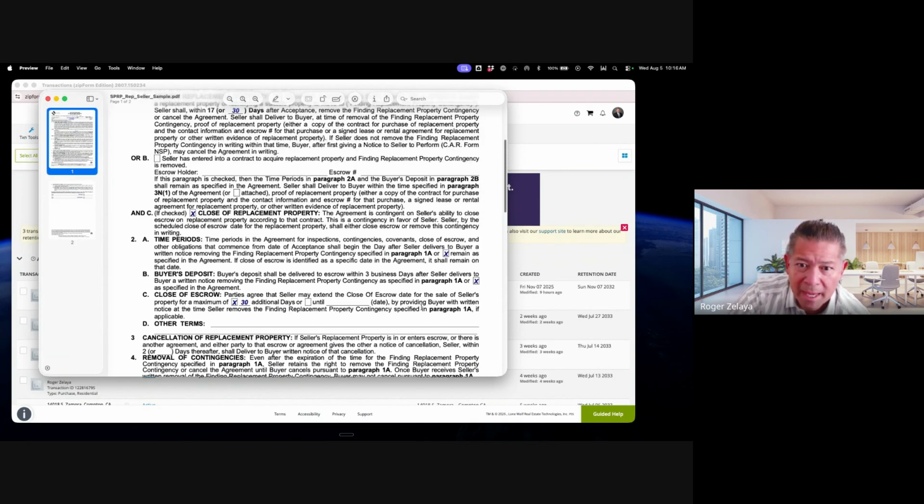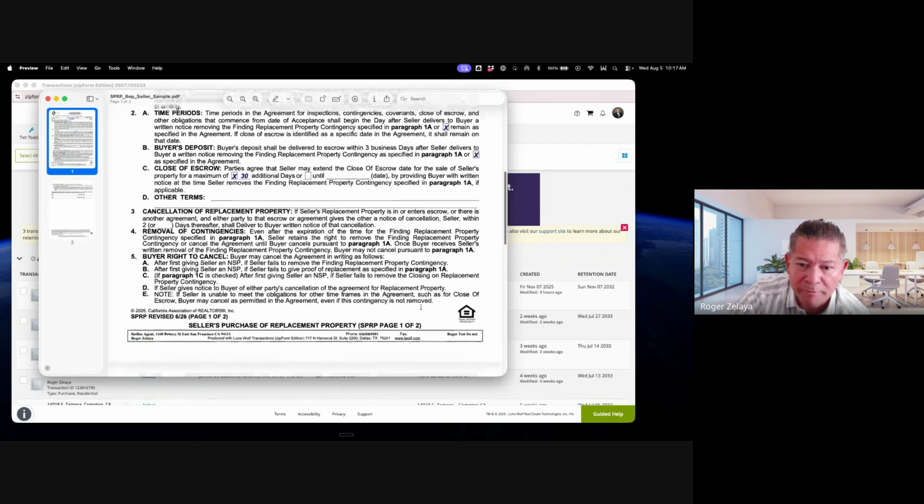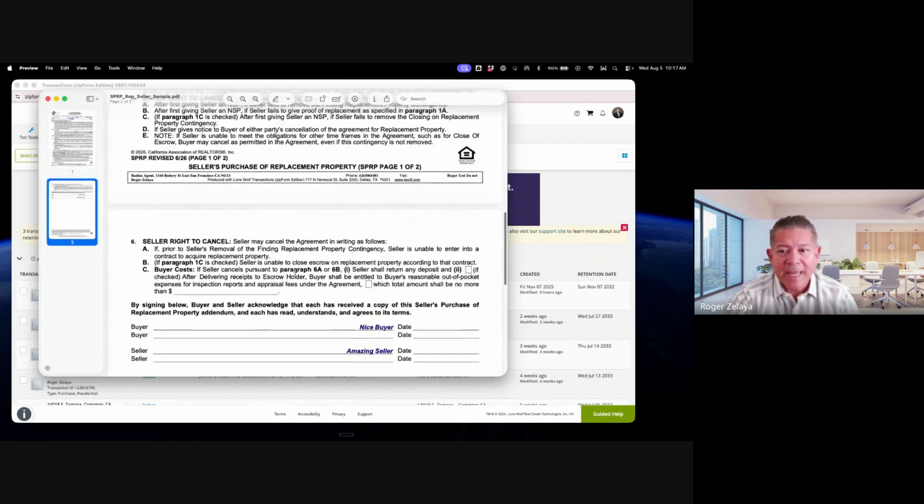Okay. And let me see what that is. Close of escrow. Okay, perfect. Seller's right to cancel. The seller may cancel this agreement, right? It's just if the buyer hasn't removed contingencies, right? If prior to the seller's removal of the finding replacement home property contingency, seller is unable to enter into a contract to acquire property, that's how they can cancel. If paragraph 1C is checked, seller is unable to close escrow on a replacement home according to that contract, they can cancel.